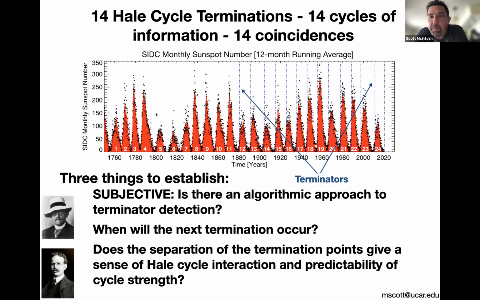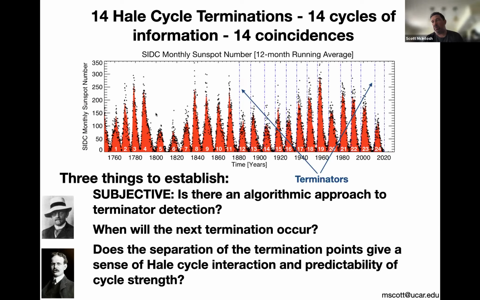Observationally, using the sunspot record and filaments, we can go back 14 cycles. And some of my colleagues will tell you that that's probably 14 coincidences in mapping out what these terminators are. And this is where David Hilbert comes to my rescue. We were challenged to develop an algorithmic approach, a numerical approach, to detect these termination events in the time series data, but also then to project when the next one would occur.